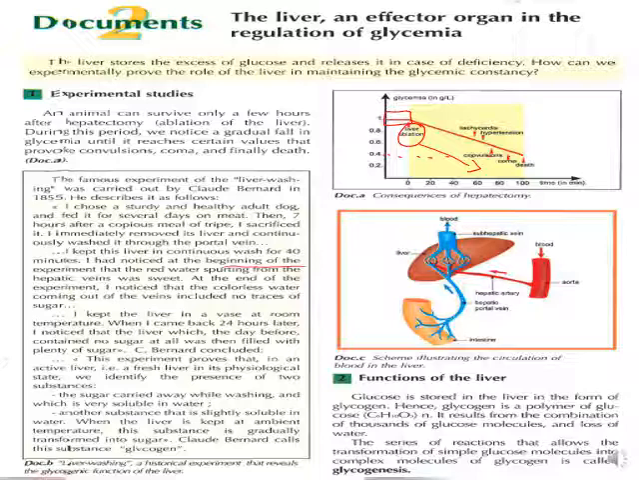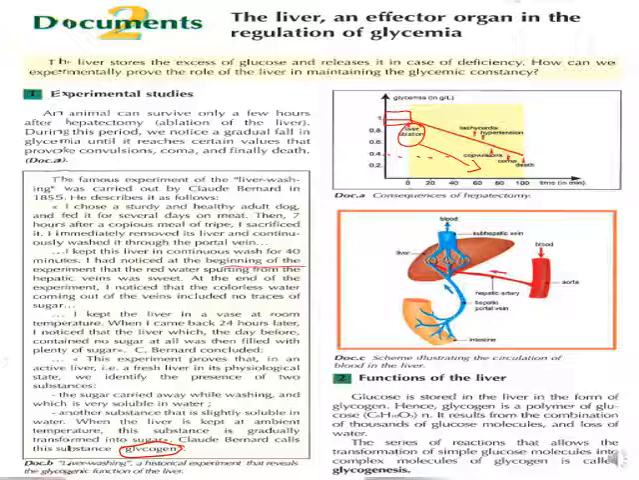Claude Bernard concluded that this experiment proved that in an active liver, a fresh liver in its physiological state, we identify the presence of two substances. The sugar carried away while washing, which is very soluble in water. Another substance that is slightly soluble in water. When the liver is kept at ambient temperature, the substance is gradually transformed into sugar. So they call this substance glycogen. So Claude Bernard studied this substance as a glycogen.